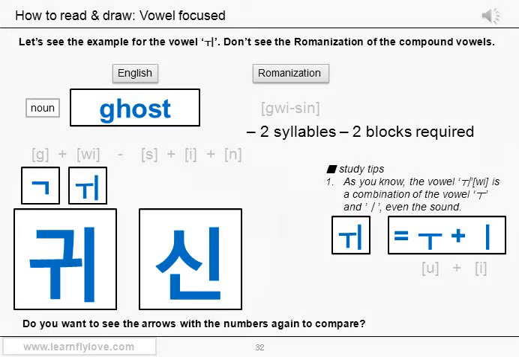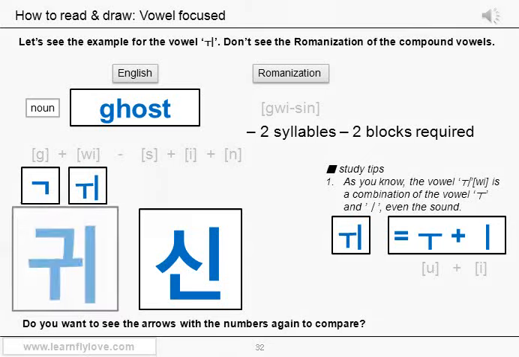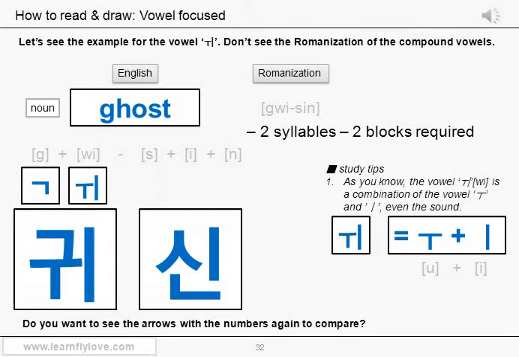we, qui. And the initial consonant of the next letter is su, like S in English, and the vowel is E, and the final consonant is N, like N in English. So it's su, shi, shin, qui shin, ghost.